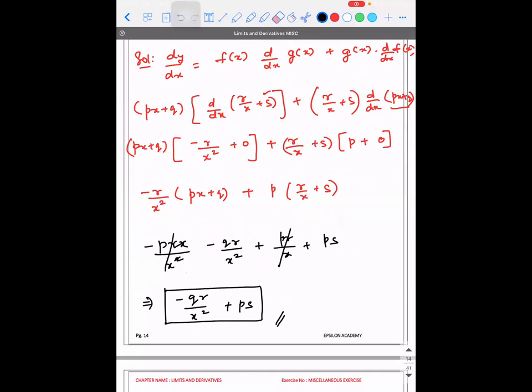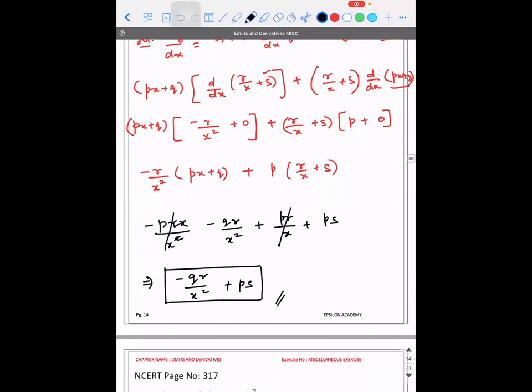Sir, I have a doubt. In the third step, how did minus r by x square come? Okay. See, d by dx of r by x. R is a constant, so r will come out. Then d by dx of 1 by x, it is x power minus 1. Beyond this, can you do it? Yes, sir. R into x power minus 2 divided by minus 2.